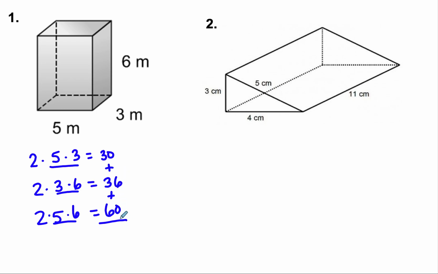All right, so then my last step here would be to add them together. 30 plus 36 plus 60 equals, then I'm going to get 126 meters squared.